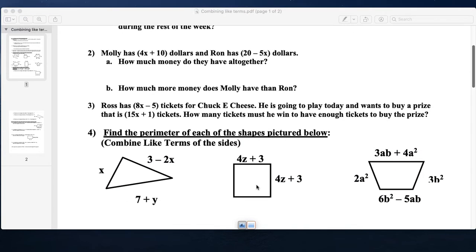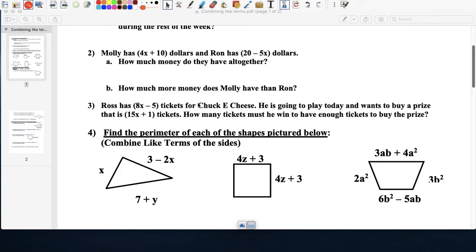Three, Ross has this many tickets for Chuck E. Cheese. He's going to play today and wants to buy a prize that is 15x plus 1 tickets. How many tickets must he win to have enough tickets to buy the prize? So let me change this to a number. So Ronnie has 4 tickets. And he wants to buy a prize, and I'm making this up. Let me just change the question. The prize is, you need 20 tickets to win that prize. So how many more tickets does he have to win in order to get that prize?